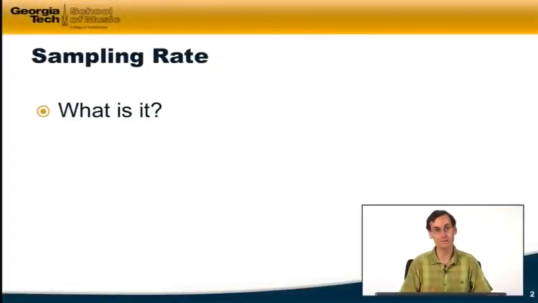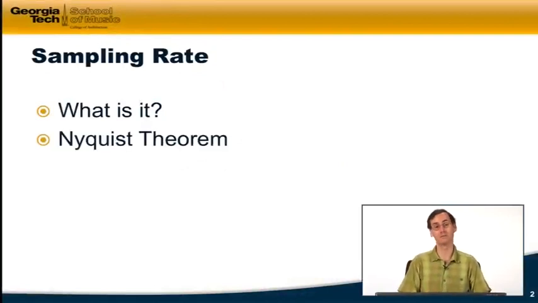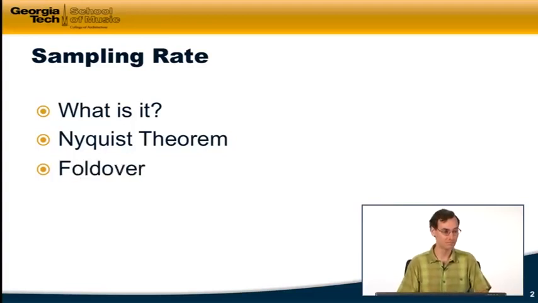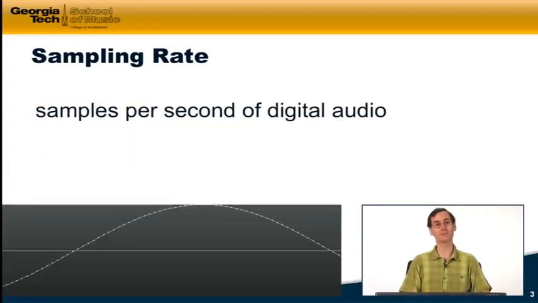So we'll explain a little bit more formally what a sampling rate is, and we'll look at the Nyquist theorem, which gives us some guidance on picking a sampling rate. And finally, we'll also talk about fold-over, which is something that can happen that you usually don't want to happen if you pick a bad sampling rate that's too low for a particular project.